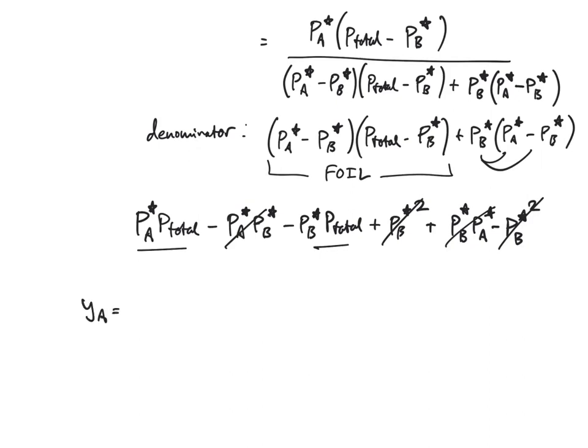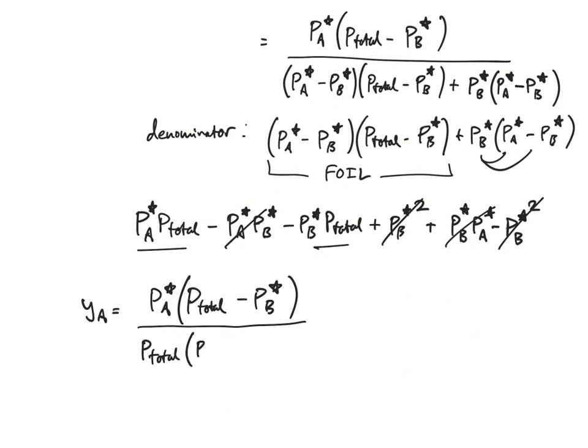YA is equal to PA star (P total minus PB star). And then let's plug in our denominator. We get, I'm going to undistribute out a P total, and I get PA star minus PB star.